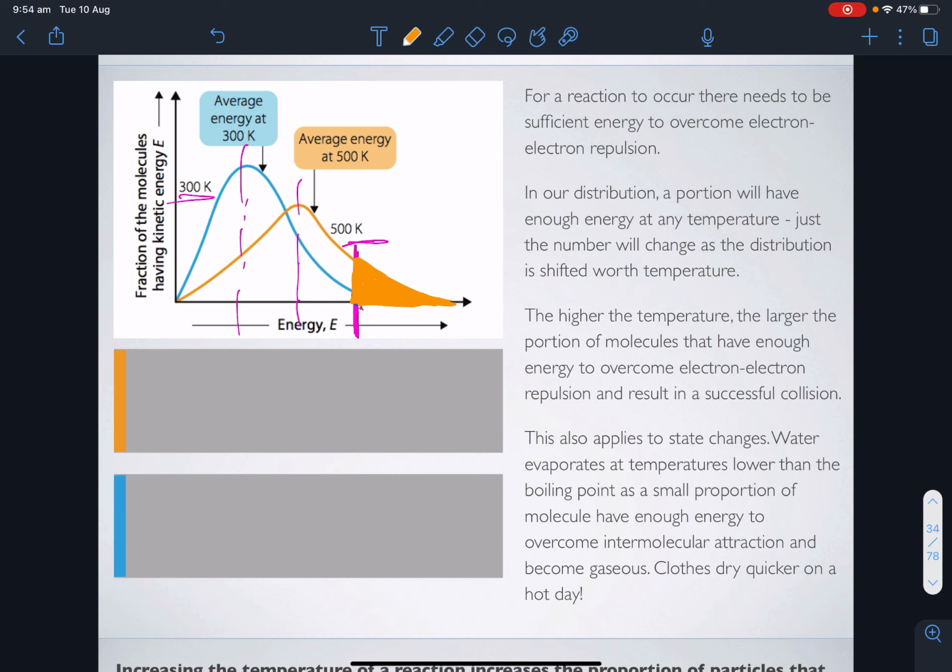Oh, I said this also applies to state changes. Water evaporates at temperatures lower than its boiling point. So you get water evaporating below 100 degrees Celsius because of this curve, okay? Because you get a small amount that's got enough energy to break away and form a gas, even though it's not at 100 degrees Celsius. This is why when you wash your clothes, you hang them out to dry, and even though it's not 100 degrees Celsius, they still dry, okay? But we also know that clothes dry quicker on a hotter day too, because more of those water molecules have enough energy to evaporate.